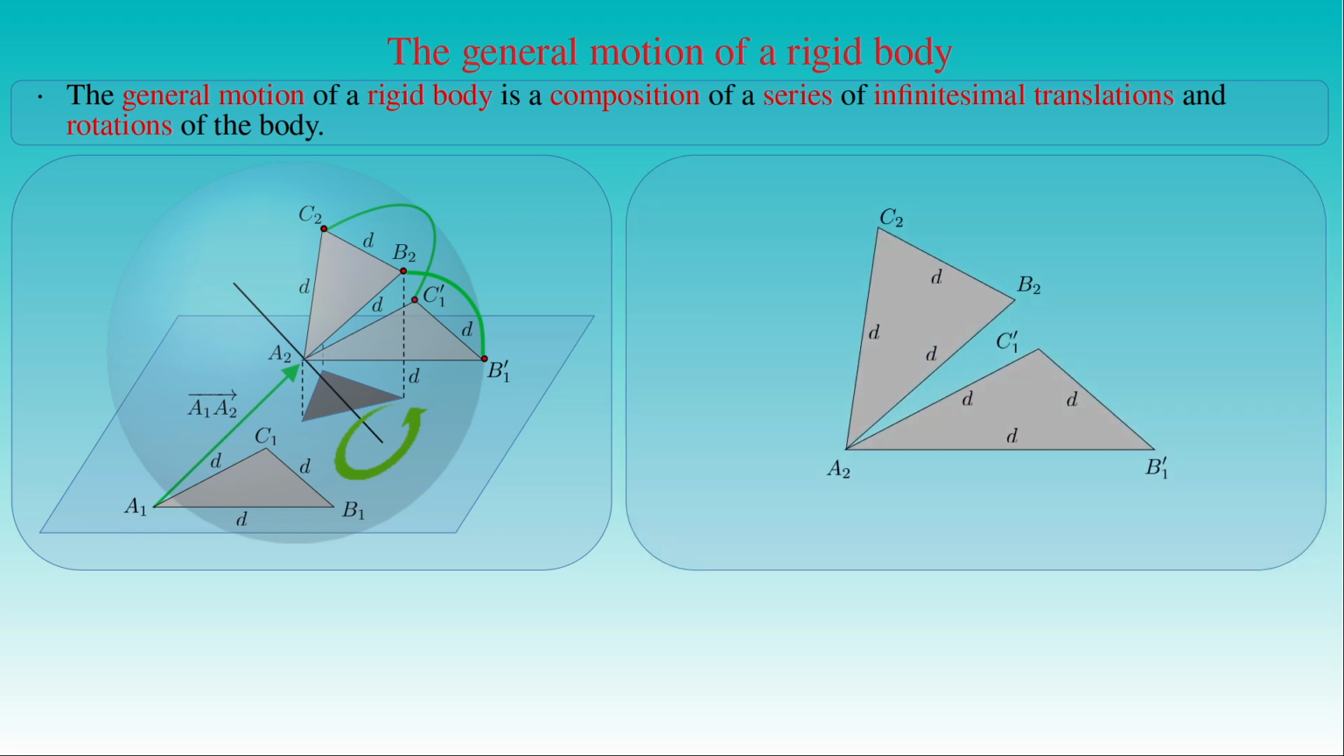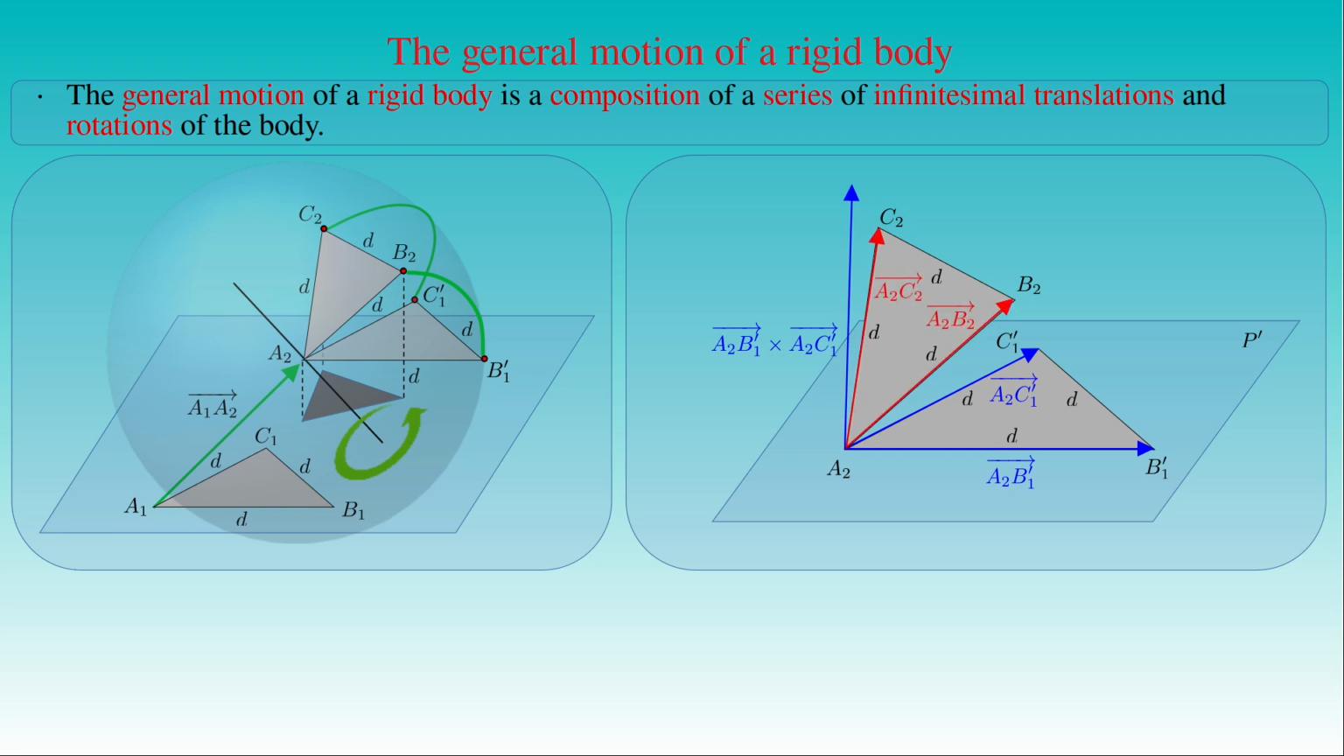The figure in the right-hand side shows the triangle A2B2C2 at the instant of time t2, and the translated triangle A2B'1C'1. We can represent the two sides with the corner A2 of the latter triangle by the vectors pointing from the corner A2 to the corners B'1 and C'1. These vectors span the plane P' of the triangle and their cross product is perpendicular to the plane, that is, it gives the normal vector of the plane P'. Similarly, the two sides with the corner A2 of the triangle A2B2C2 are represented by the vectors pointing from the corner A2 to the corners B2 and C2. These vectors also span the plane P of the triangle and their cross product is perpendicular to the plane, forming the normal vector of the plane P.